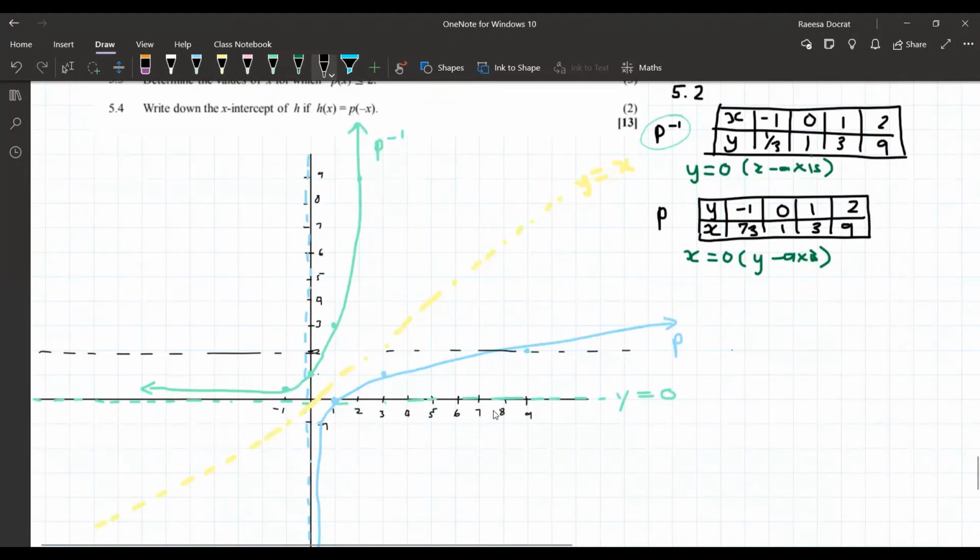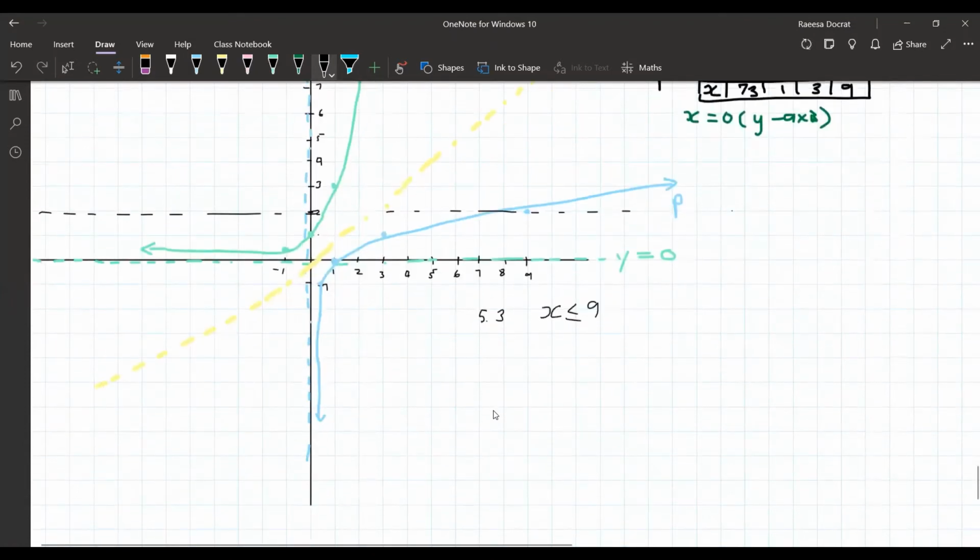So we know this x is 9. So it's x is less than or equal to 9. That's where it is below 2. Can you guys see that? So that is graphically. You can do it graphically, but that depends on you drawing the graph correctly.